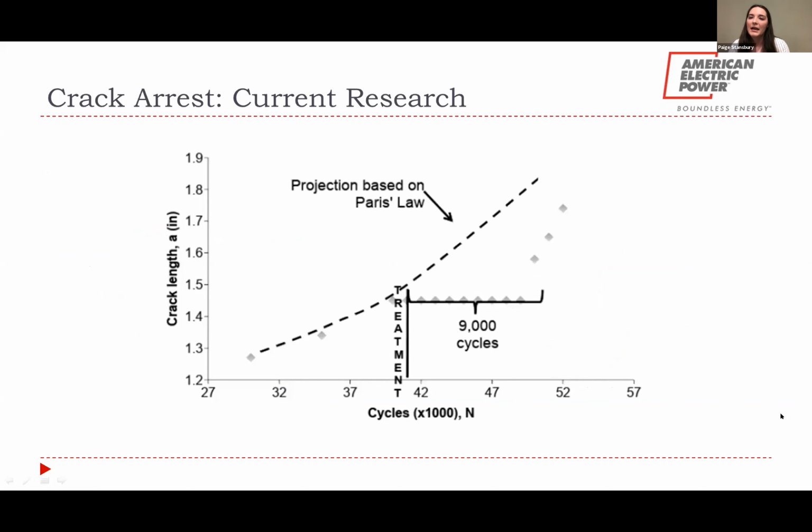These are the results that the graduate students are seeing in this research. As you can see, the crack growth projection based on Paris's law is graphed as the dotted line, and the diamond-shaped data points are the measurements that were taken during their research. Once the treatment was done on the specimen, for 9,000 cycles, they didn't see any crack propagation. So these are the type of results that we're trying to see in a larger scale application.